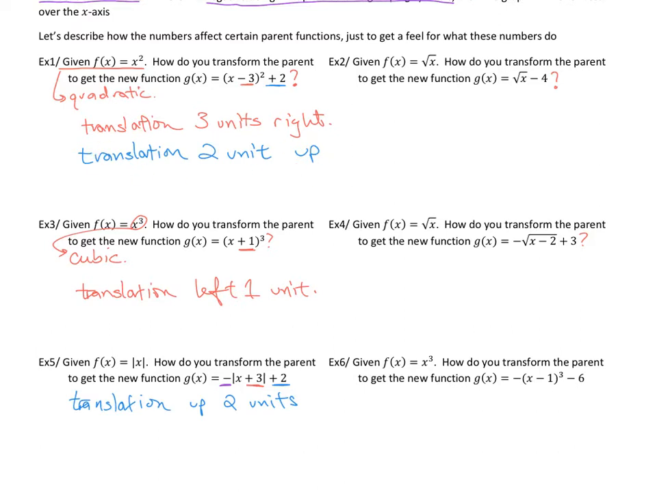Also, we have this +3. That is a translation. What do you say? Left 3 units. And that is because this 3 is positive and it's inside a set of absolute values. It's paired up with x in there, so it's going to do the opposite. And then this negative in front of everything. If you go back and look in your notes, that is in front of everything. This is a reflection over the x-axis.